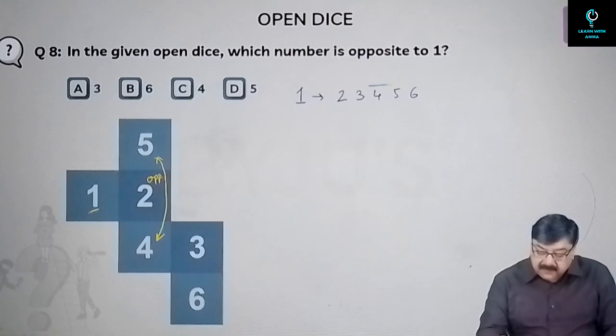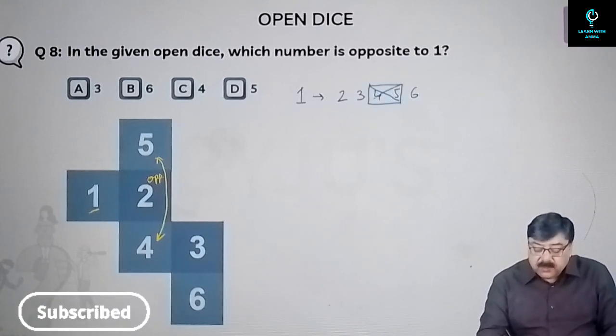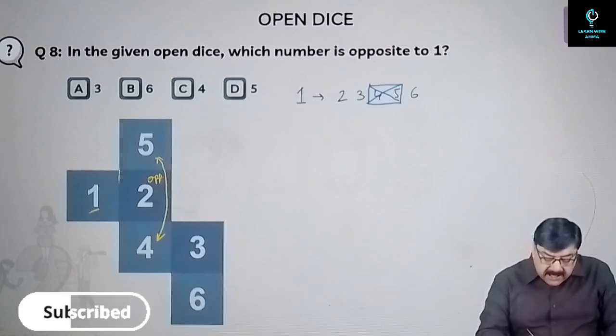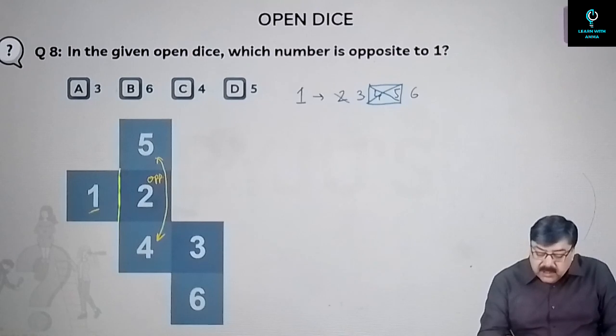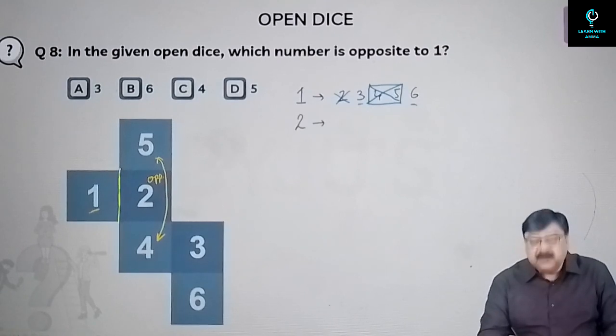Now as 5 and 4 are opposite each other, none of them could be opposite 1 because they are opposite each other. Also 1 and 2, they share a common edge, which means that 1 and 2 are adjacent to each other. Hence 2 cannot be opposite 1. So opposite 1 is either 3 or 6. Then let us find out which number is opposite 2.